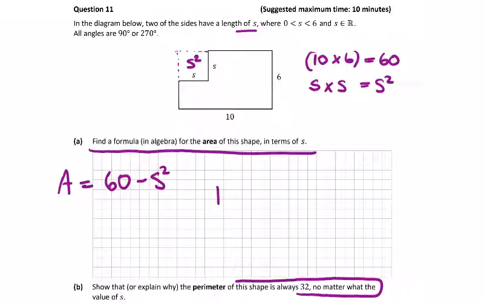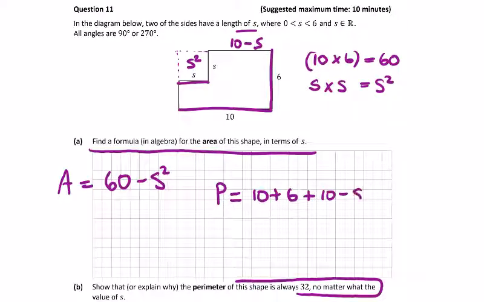So we're going to have perimeter equal to 10 plus 6. Now we just need to get the rest of the sides. This one on top here, it's going to be 10 take away the S here. So no matter what value of S, we can just call it S. So that's plus 10 minus S. You can see the S's are going to cancel here.